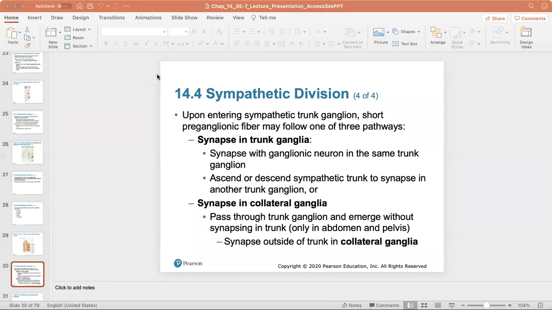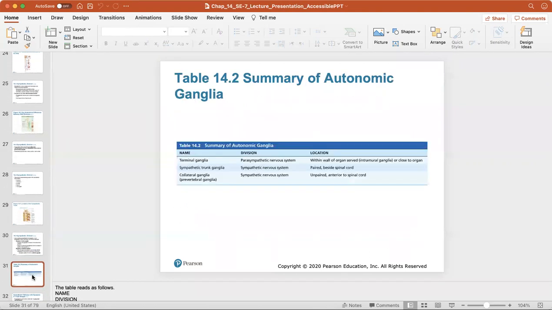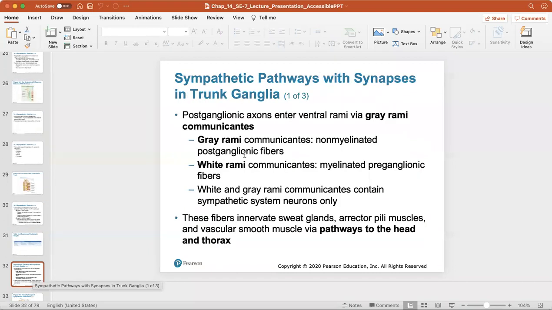And here's a little bit more look at the sympathetic division and how the synapses occur in the trunk ganglia and in the collateral ganglia. Again, this is all happening in the sympathetic trunk, which is just a series of kind of like a ladder of parallel nerve fibers running on either side of the spinal cord. And this is just a summary of autonomic ganglia that you can see there.